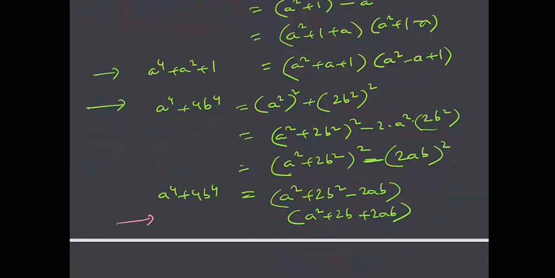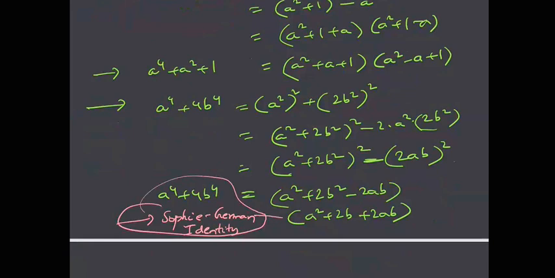So this identity is called the Sophie Germain identity. Okay, so this is very important. Yes. So let us move. Now let us see how to factorize a quadratic expression.